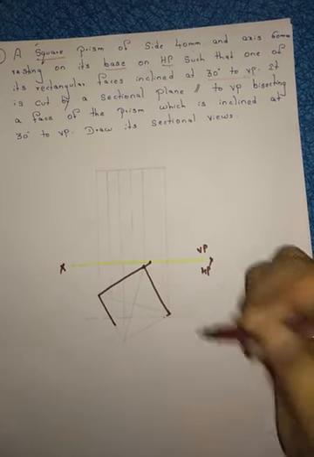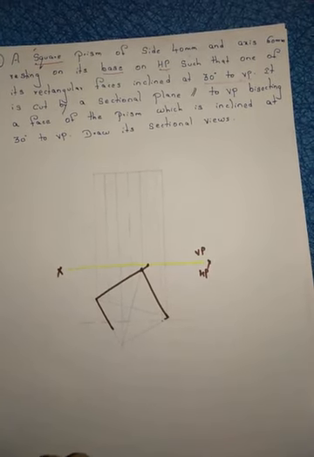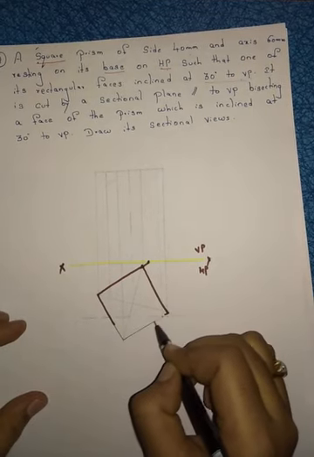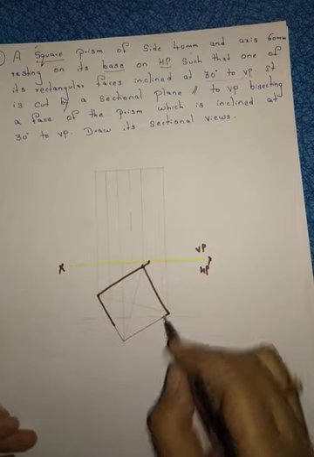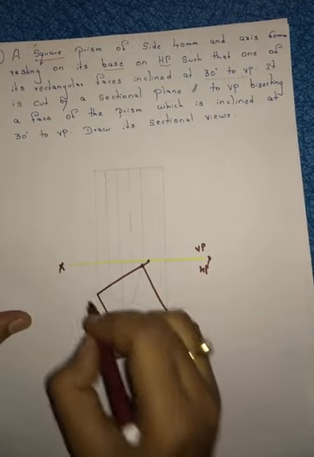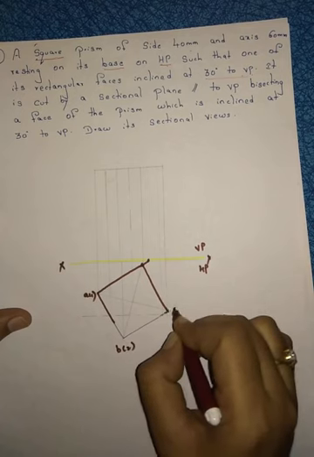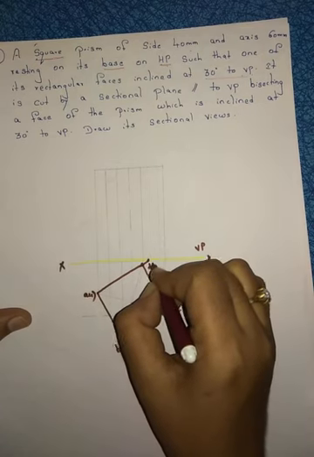Right? Now it should be drawn light here. I will tell why it is light. So construct the square here, right? Name the square as a1, b2, c3, and d4.